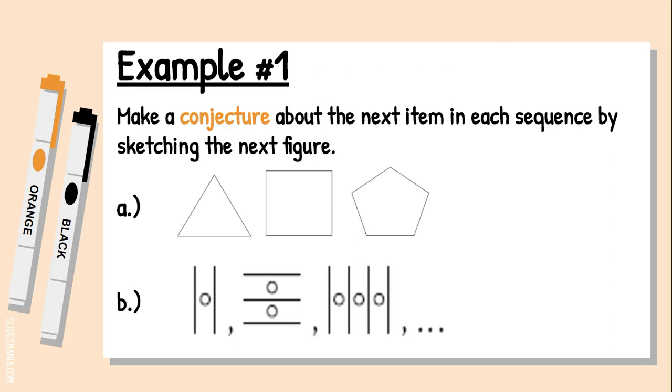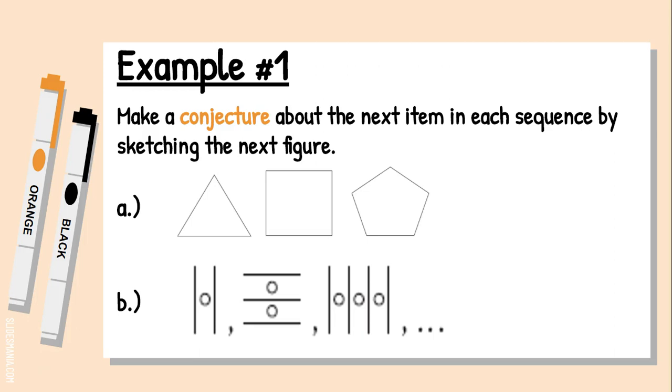So here's what we mean by the word conjecture. Make a conjecture about the next item in each sequence by sketching the figure. So we're actually going to be using inductive reasoning because we're going to be looking at examples, looking at this pattern, and then we're going to make a conjecture about what item will become next in the sequence.